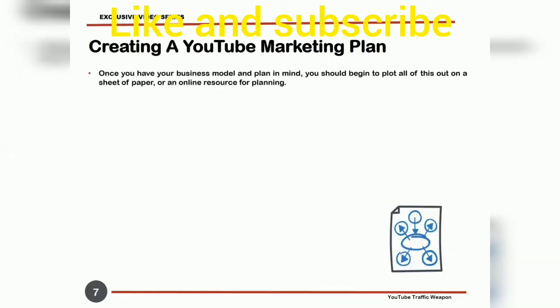Once you have your business model and plan in mind, you should begin to plot all of this out on a sheet of paper or an online resource for planning. This will give an actionable blueprint that you can follow. Make decisions here such as how many videos you will need to upload to reach your target audience.